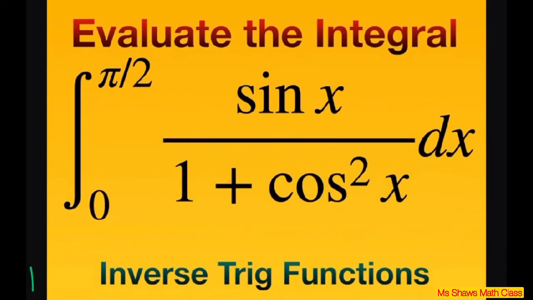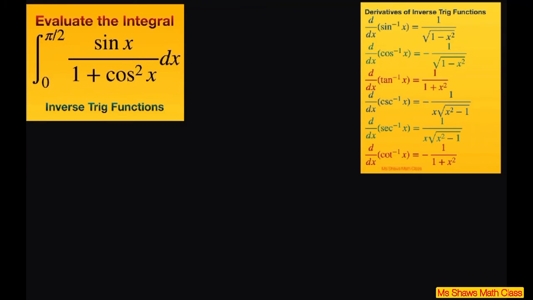Everyone, we're going to evaluate the integral from 0 to pi divided by 2 of sine x divided by 1 plus cosine squared x dx. Alright, so the first thing let's do is go ahead and use u substitution.